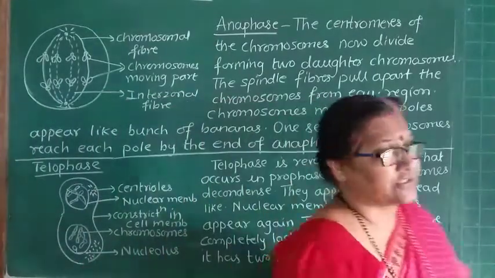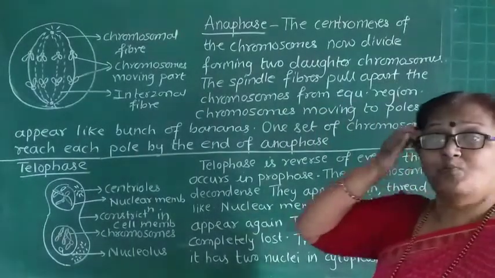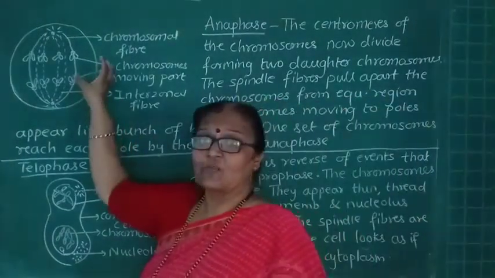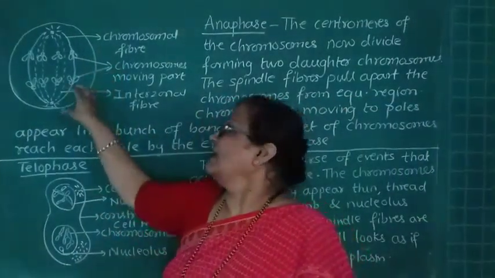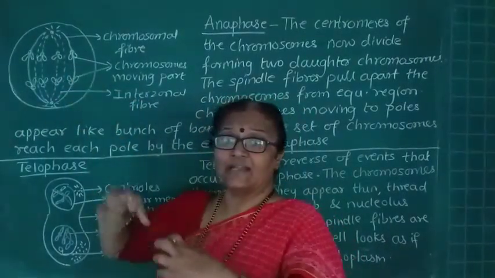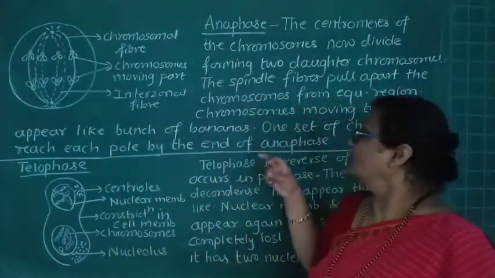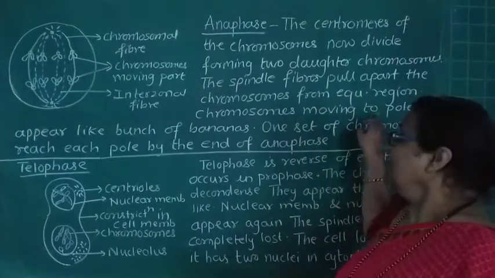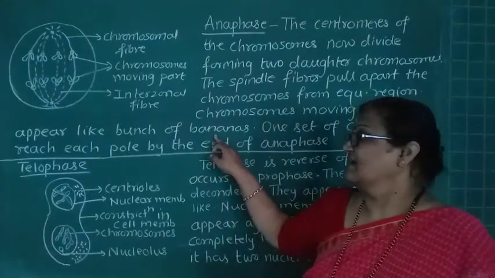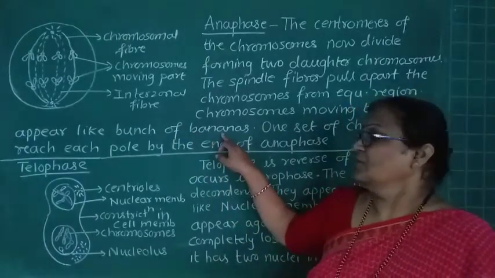Now these chromosomes which are pulled apart move to the poles. They move away from the equatorial region and start to move towards the poles. And whenever they are moving to the poles, see there, they appear like a bunch of bananas.